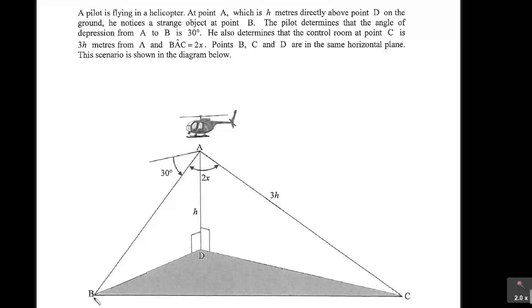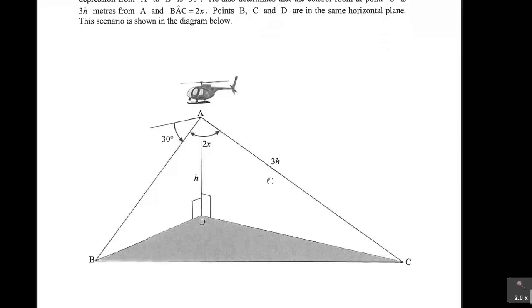Points B, C, and D are on the ground, as you can see with that shaded line. The gray area shows that this is on the ground. Points B, C, and D are in the same horizontal plane. Not the ground as such, but they are in the same horizontal plane, the flat. This scenario is shown in the diagram below.